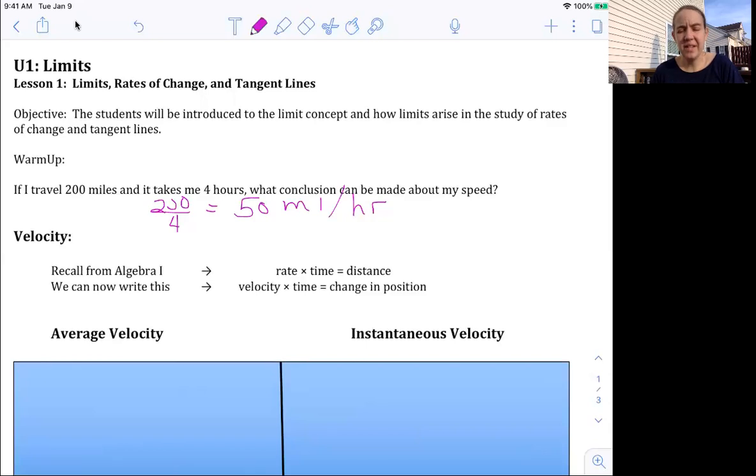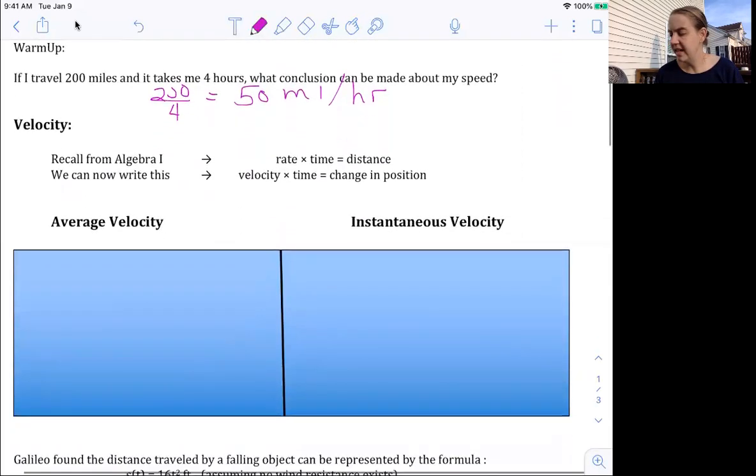So that 50 miles an hour is not your speed for the entire trip, but it's your average speed. So sometimes you're going faster, sometimes you were going slower. So we want to look at what's that instantaneous piece right in the middle. That's the good stuff. So what we're going to do is look at velocity.